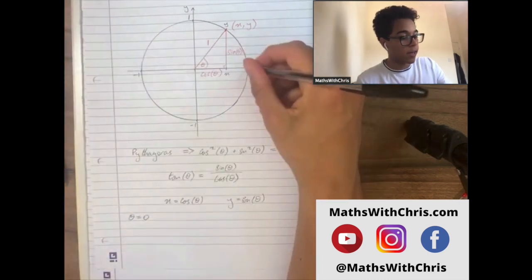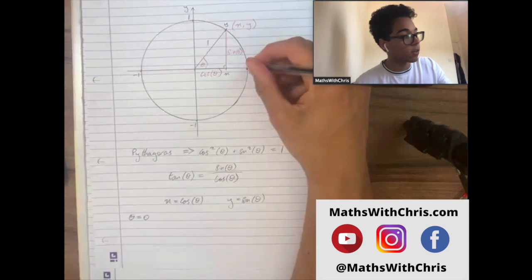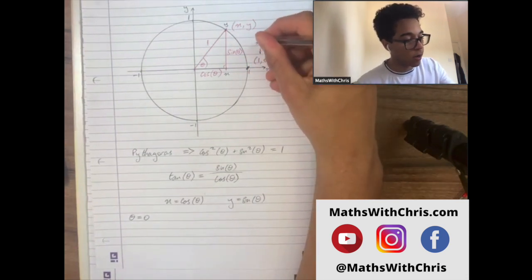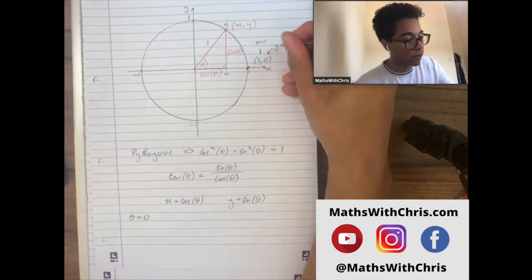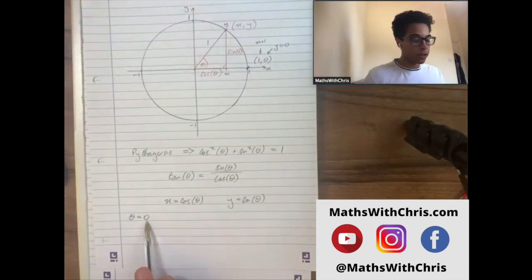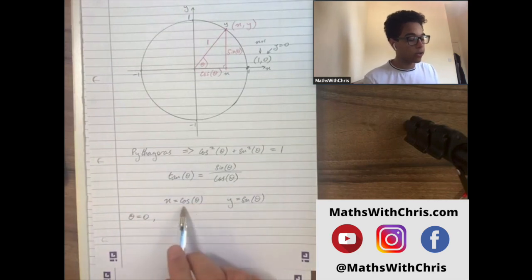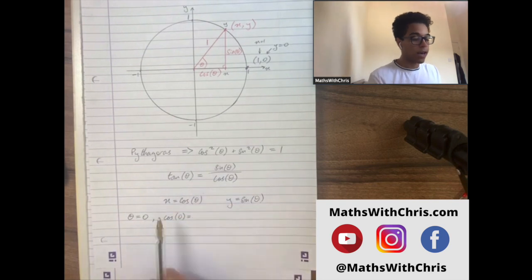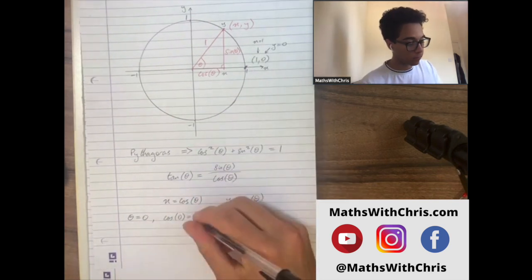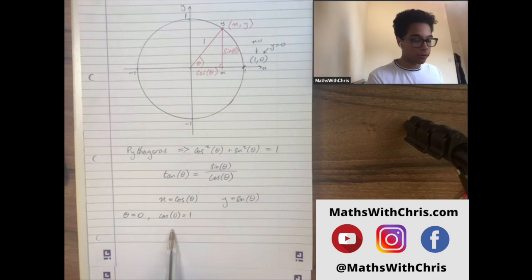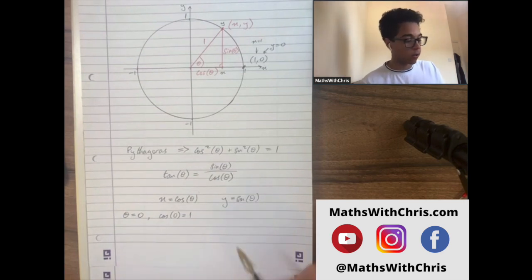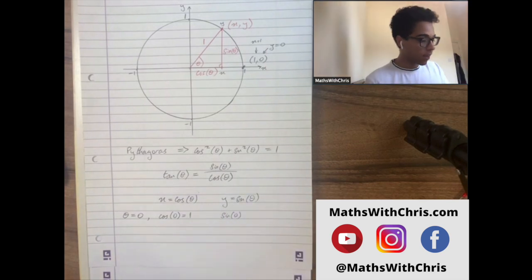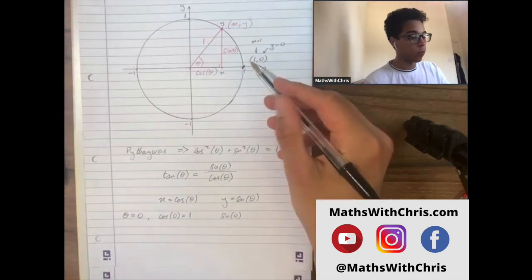Well, that means we're over here. And what's this point? Well, this is the point 1, 0. So that's saying that x equals 1 and y equals 0. So when theta is 0, cos of theta, which is now cos of 0, equals the x coordinate, which is 1. So cos of 0 equals 1. And likewise, sine of 0, well, that's just the y coordinate. And when theta is 0, y is 0.